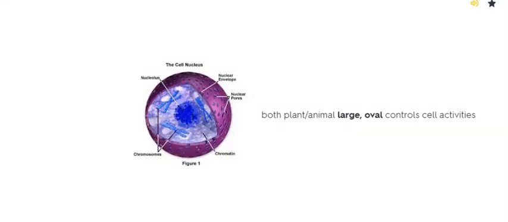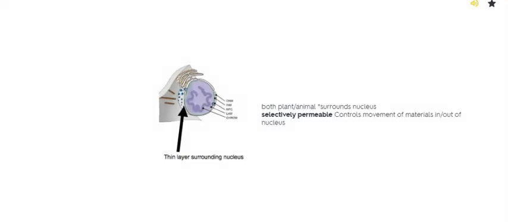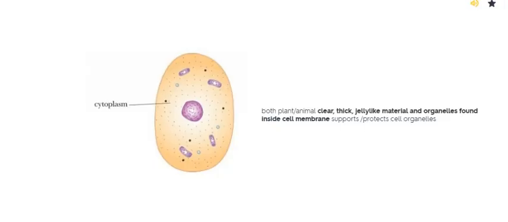Nucleus. Both plant-animal. Large oval, controls cell activities. Nuclear membrane. Both plant-animal. Surrounds nucleus. Selectively permeable, controls movement of materials in and out of nucleus. Cytoplasm. Both plant-animal. Clear, thick, jelly-like material and organelles found inside cell membrane. Support/protect cell organelles.